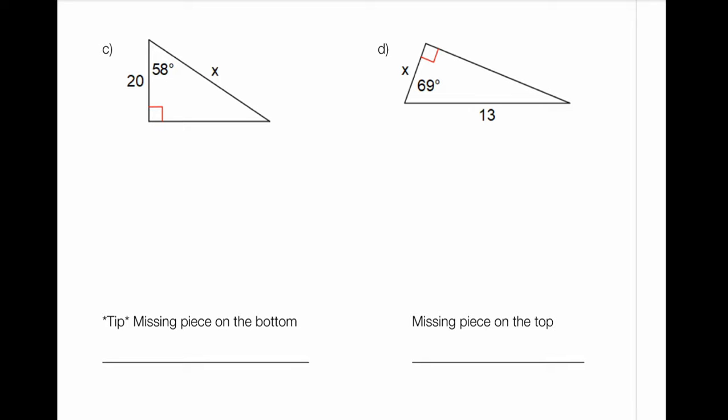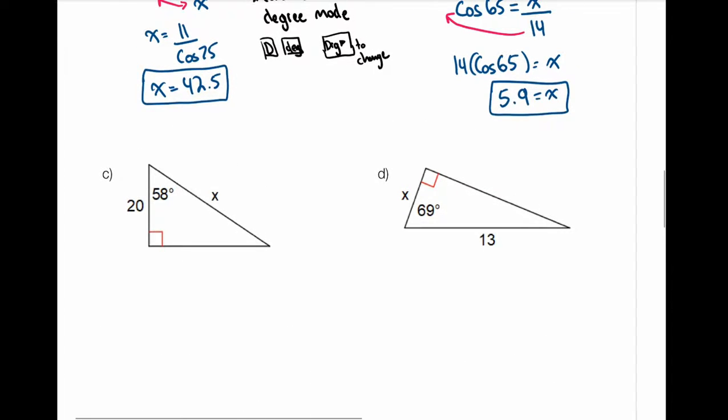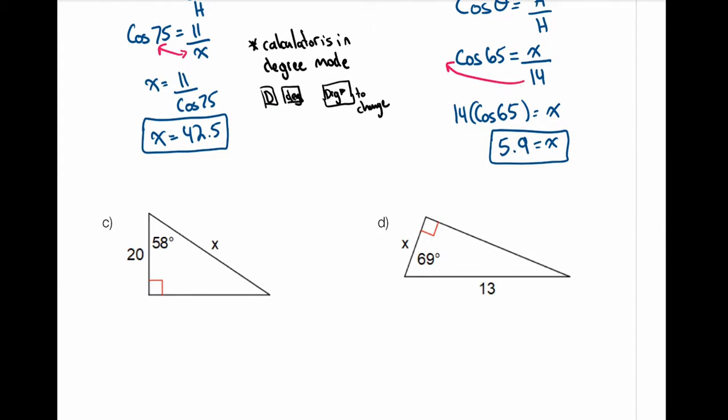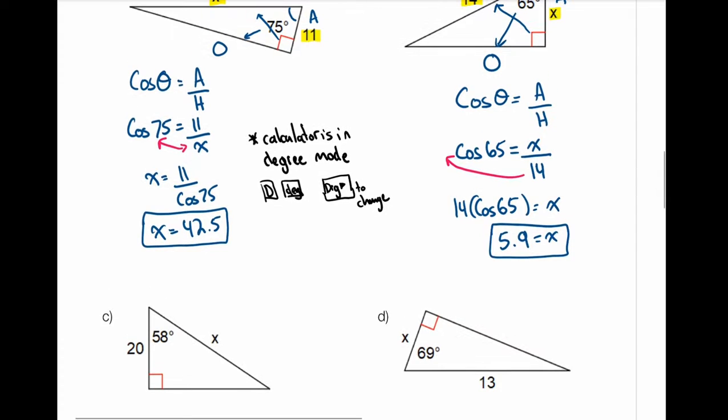Going back to our two examples, here is where I recommend that you pause and try these two on your own. We've seen plenty of examples like these. It's very similar in terms of the process compared to the sine and the tangent ratio. But if you're still a little bit confused, C is going to be very similar to A, and D is going to be very similar to B.